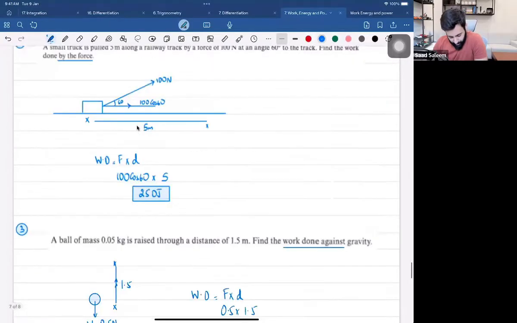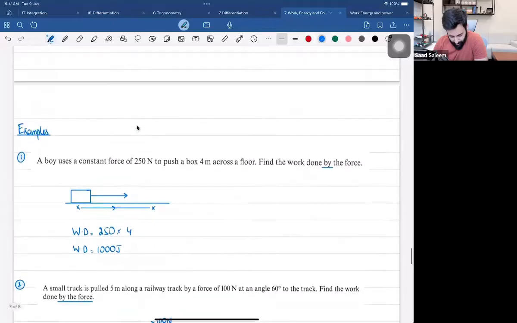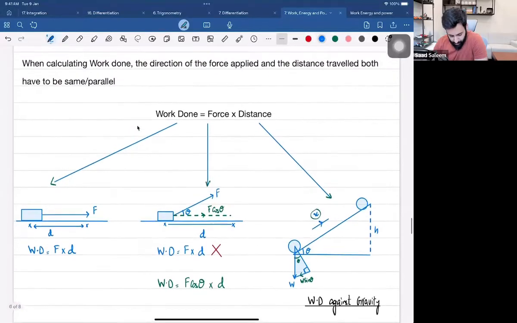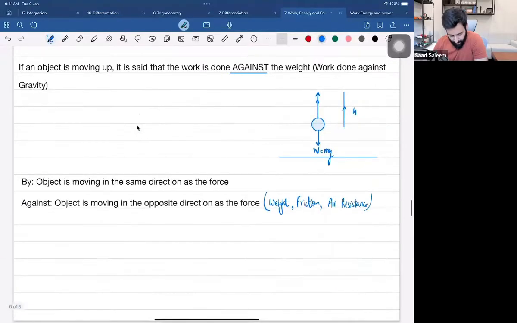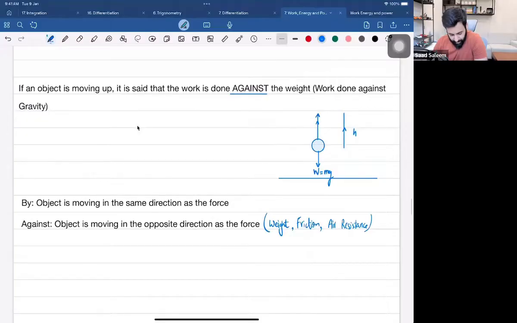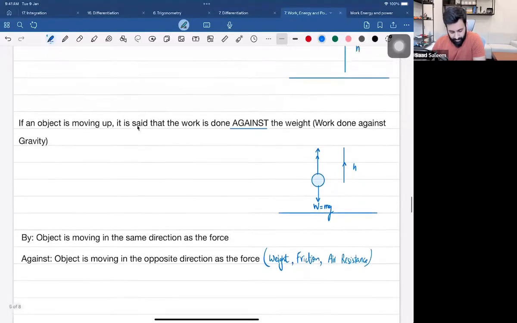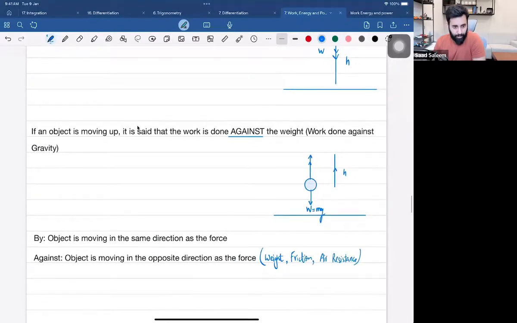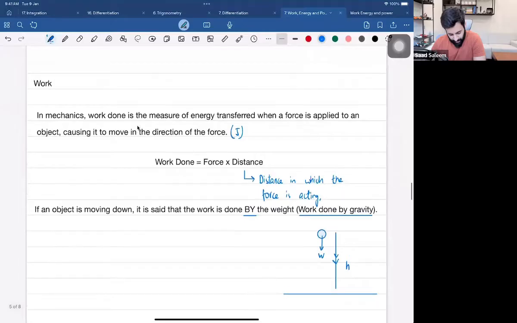Okay. So we're doing work, energy, power. Now, what have we done so far? We have basically understood the difference between work done by and work done against. So by is when the object is moving in the same direction as the force. We say work done by the force. But when the object is moving against the direction in which the force is acting, which could be the weight, the friction, or the resistance, we say that the work is done against gravity, against friction, against resistance. So that's the difference.